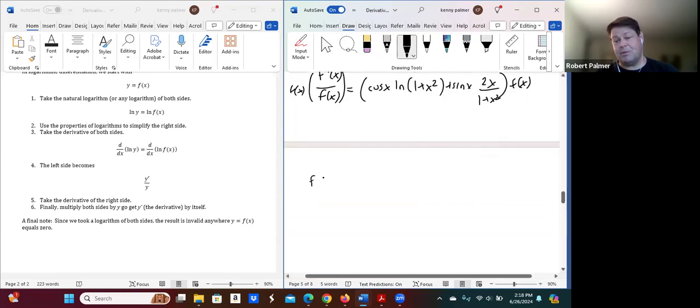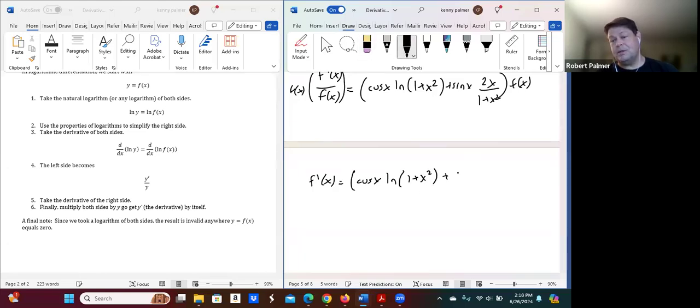And finally, we have f prime of x is equal to this whole thing: cosine of x times the natural log of 1 plus x squared, plus the sine of x times the fraction 2x over 1 plus x squared, all times (1 plus x squared) to the power of the sine of x, and that's our derivative. Once again, still a very complicated expression, but that is the derivative. Probably a lot easier to do than doing it the other way.